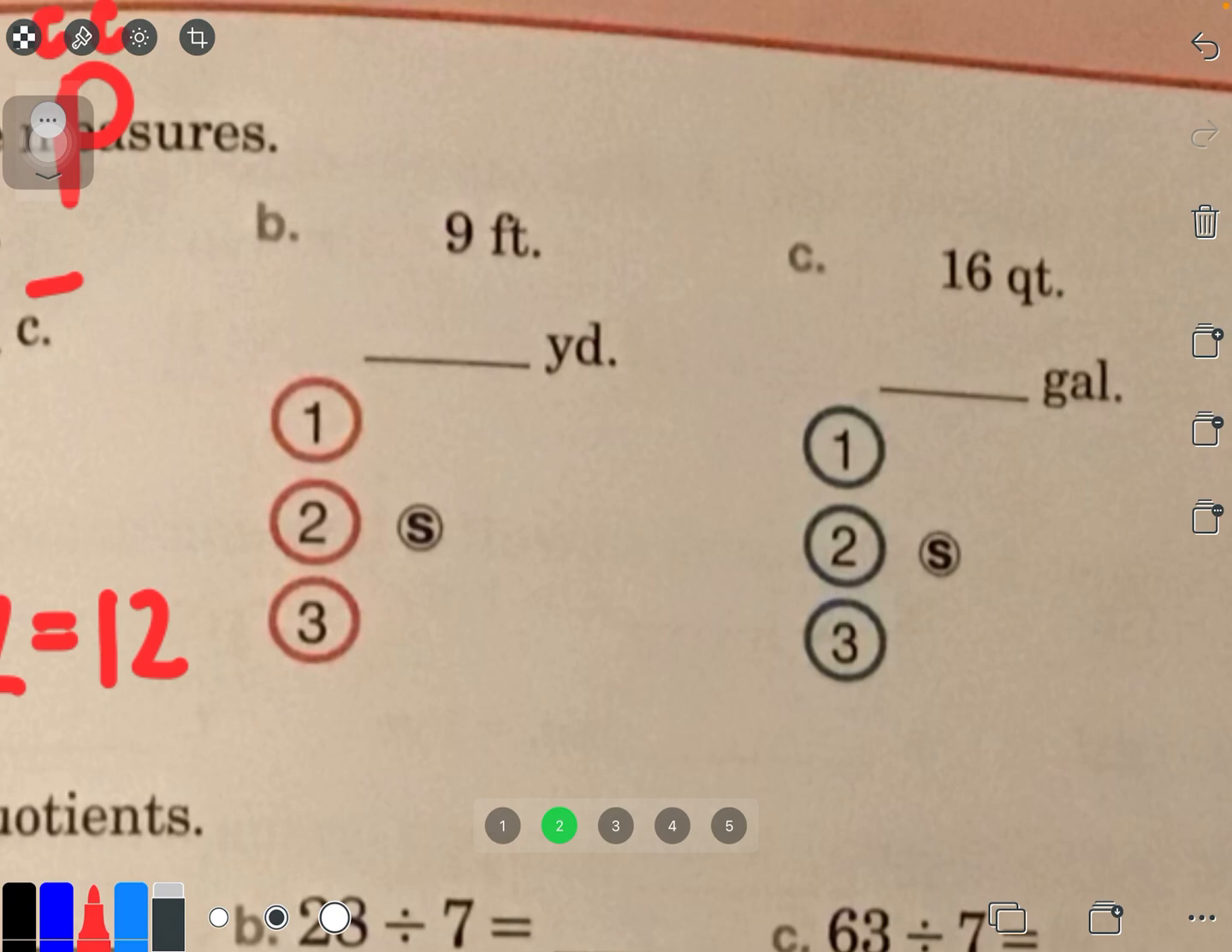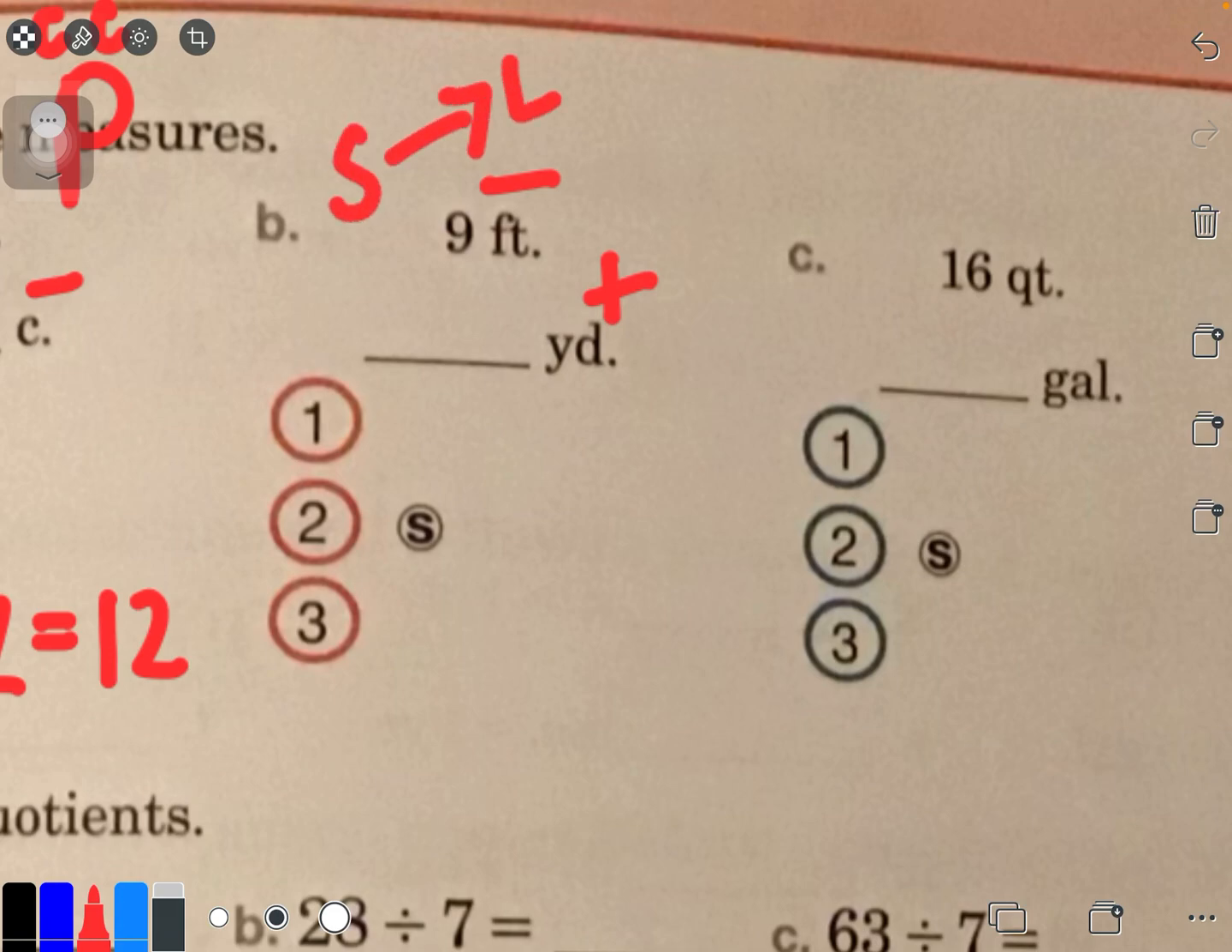9 feet, blank yards. I want to find out how many yards are 9 feet. So think about it. Who's bigger, foot or yard? I hope you said yard, because if you're thinking of the yardstick that Mrs. Jones has or that I have, it's bigger than a ruler. A ruler is a foot. So I'm going to go from small to large, from small to big. If I go from small to big, do you remember what I should do? I need to divide. If I'm going from small to large, I need to divide.